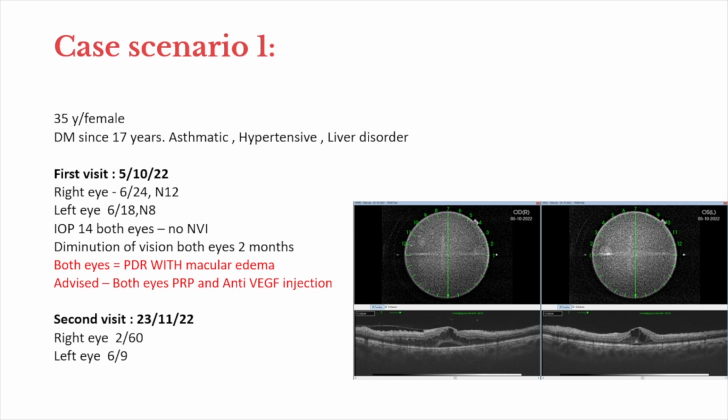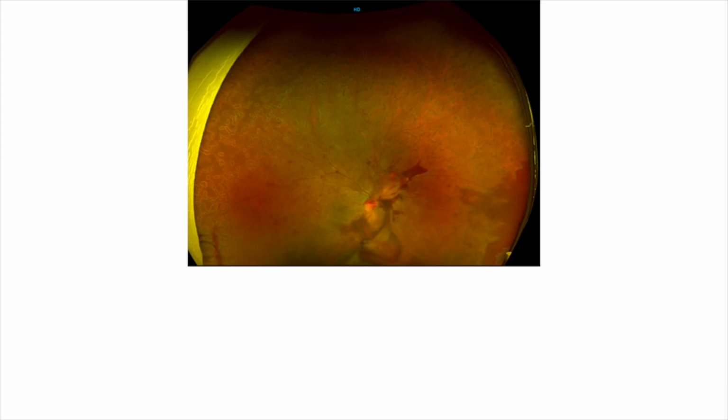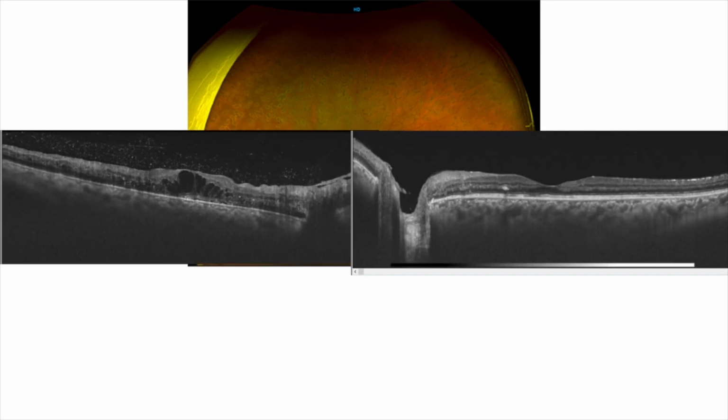Her next visit was 1 month later. She developed worsening of vision in the right eye to 2/60, while the left eye improved in vision. This is the fundus photograph of the right eye at the first follow-up visit. This shows vitreous hemorrhage. Along with that, the edema had not resolved in the right eye, but the edema had resolved in the left eye, which explains the increase in visual acuity in the left eye.